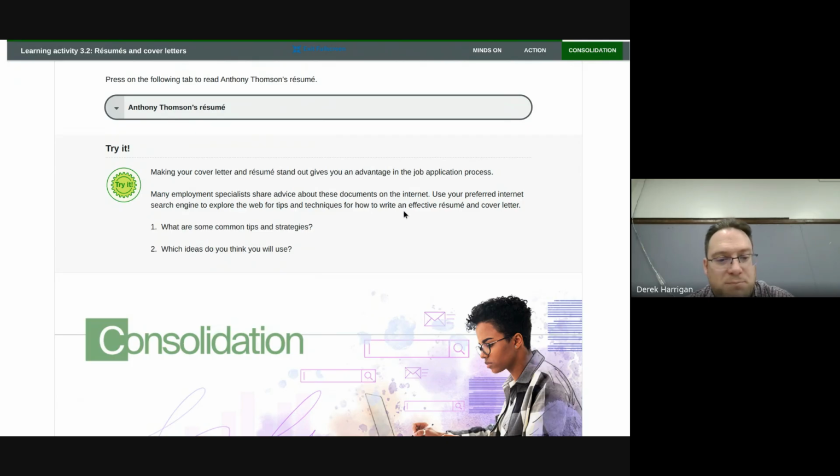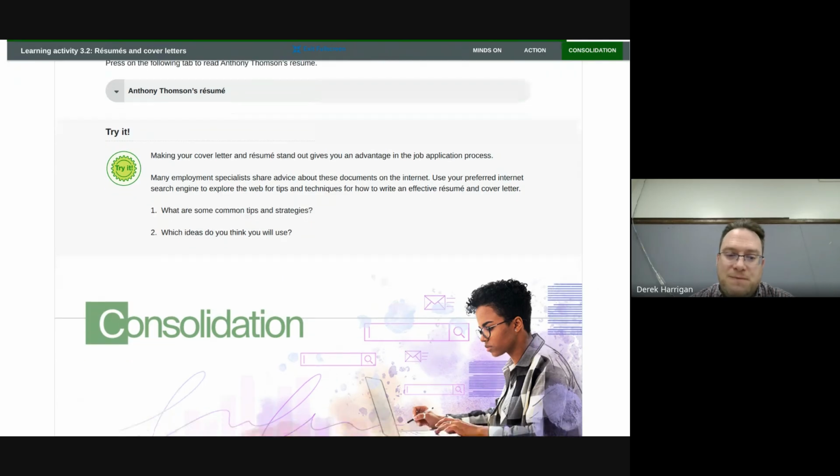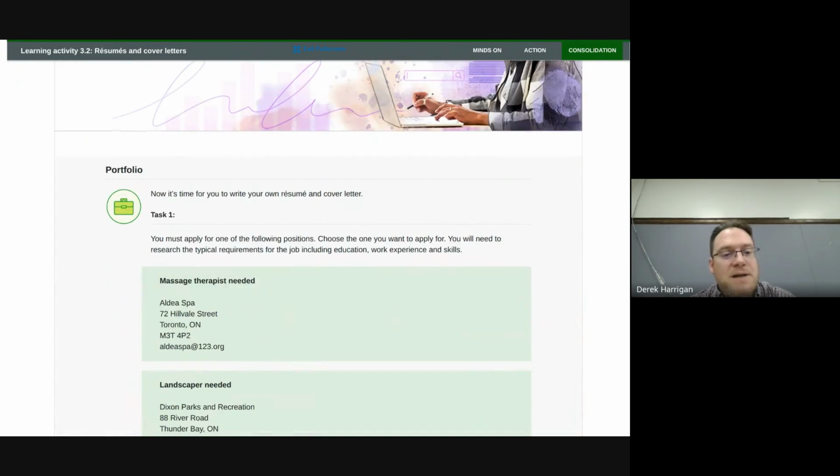Look over these samples carefully and make sure that you're understanding what needs to be included and what should be left out of a cover letter and a resume, because when you get to the bottom, the consolidation here, you're going to be asked to create your own cover letter and resume.